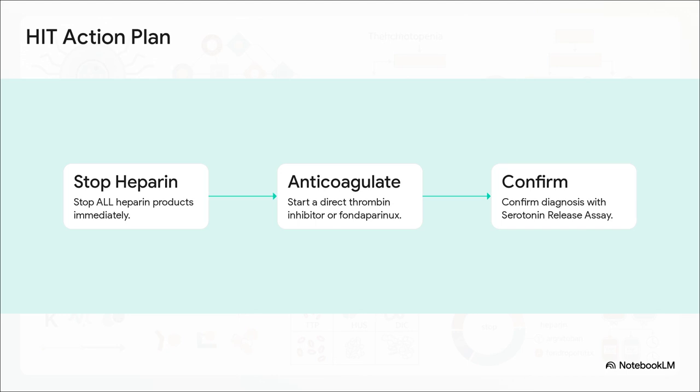Don't sit around waiting for the confirmatory serotonin release assay if your clinical suspicion is high. You need to start a non-heparin anticoagulant like argatroban or fondaparinux right away. And, crucially, you only start them on warfarin after the platelet count has completely recovered.